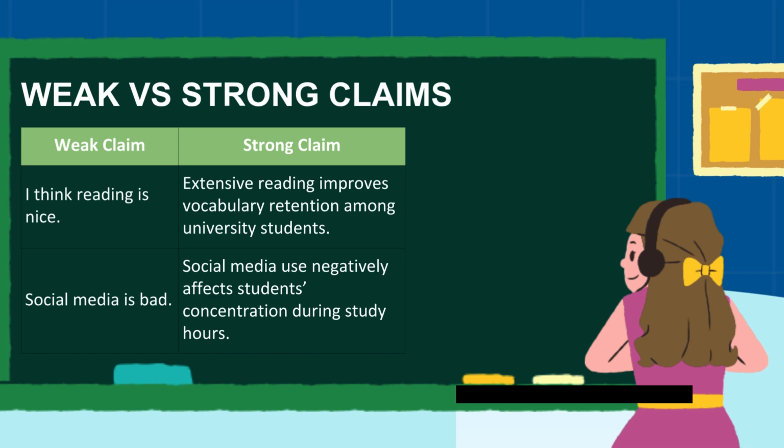Another example is social media is bad. This claim is a vague and broad statement. It doesn't clarify why social media is bad, for whom, or in what way. In contrast, the second claim clearly identifies what, as in the social media use, who, students, the when and context during study hours, and the effect, which is negatively affects concentration. This specificity makes it clearer and easier to evaluate or support with evidence.